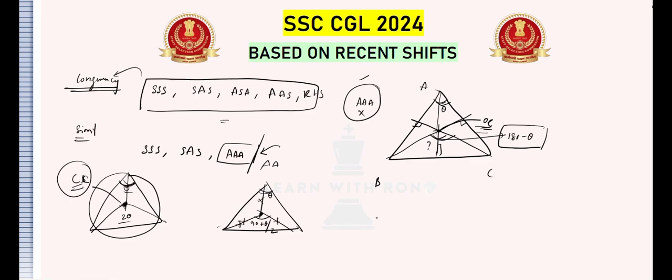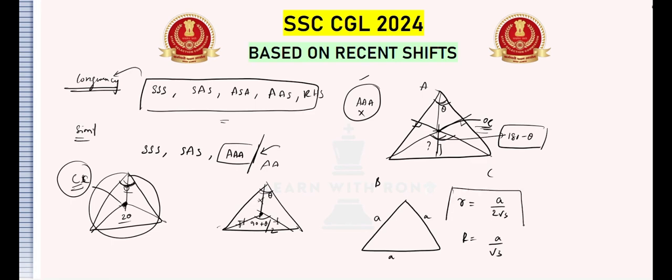Try to remember. And one more thing, in an equilateral triangle, if A is the side, what are the inradius and circumradius? The inradius is A by 2 root 3, and the circumradius is A by root 3. Try to remember.